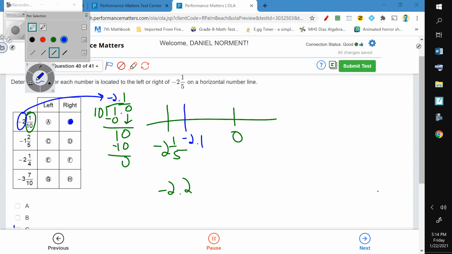Negative 1 2/5 is obviously to the right as well. It's going to be somewhere over here. Negative 2 1/4 is negative 2.2. Remember, 1/4 is 0.25. That's going to be on the left. And this is definitely going to be on the left. All right? And guess what? That's it. That one I might not have explained as well as I could.